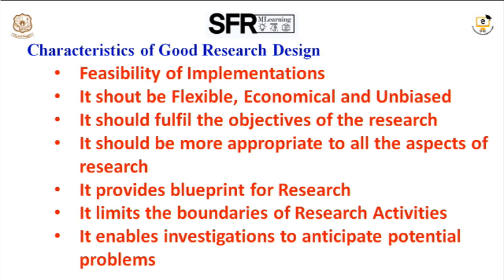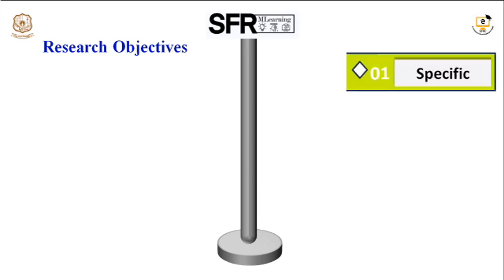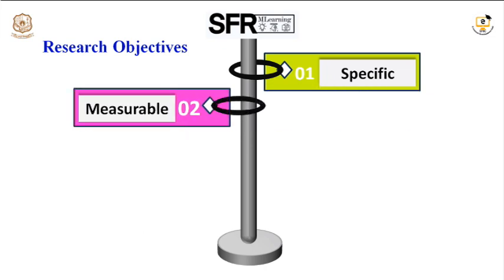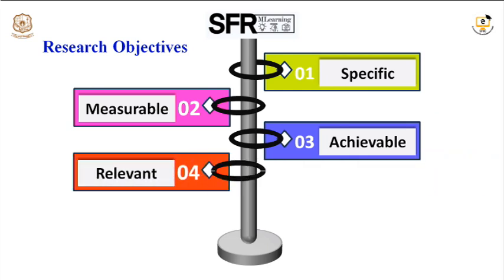Also it should be appropriate in all aspects of the research. It provides a blueprint for the research. It limits the boundaries of the research activities, and it is able to investigate and anticipate potential problems. Now, let's see the different types of research objectives one by one. The research objectives are: first, specific; second, measurable; third, achievable; fourth, relevant; and time bound goals.